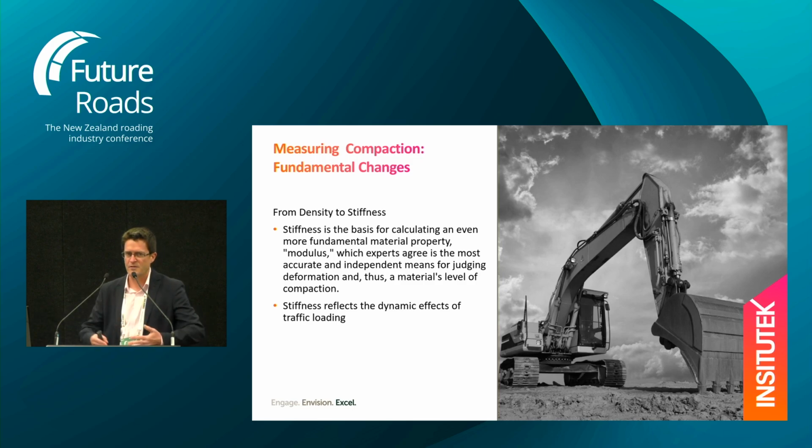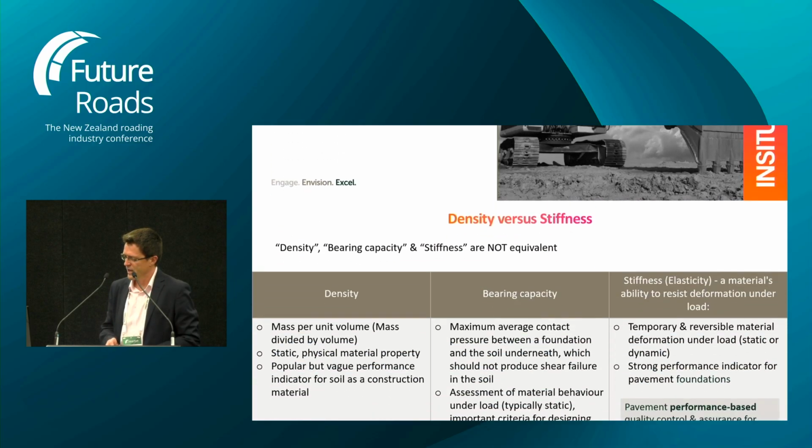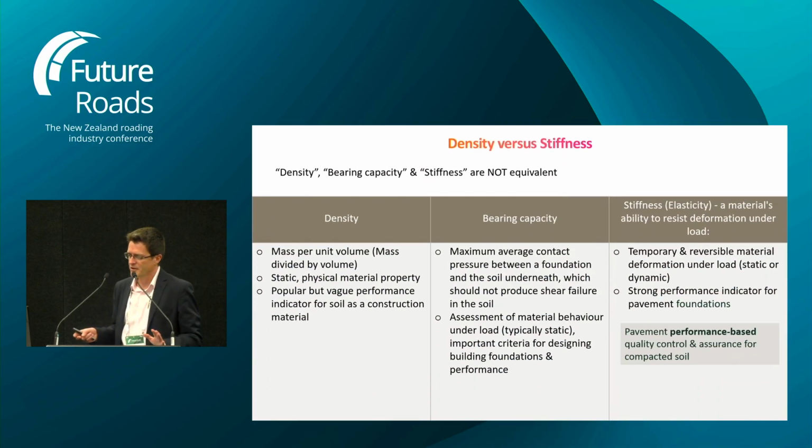Stiffness is much more reflective of the dynamic loadings, the traffic loads that a pavement will undergo. And just to be very clear, there are fundamental differences between stiffness and density. We're actually trying to achieve different things. And from an outcomes perspective, sometimes when we measure density and stiffness and relate them, we'll have one going up and the other going down. So there's a fundamental disconnect in the way in which we typically carry out our compaction assessment process.